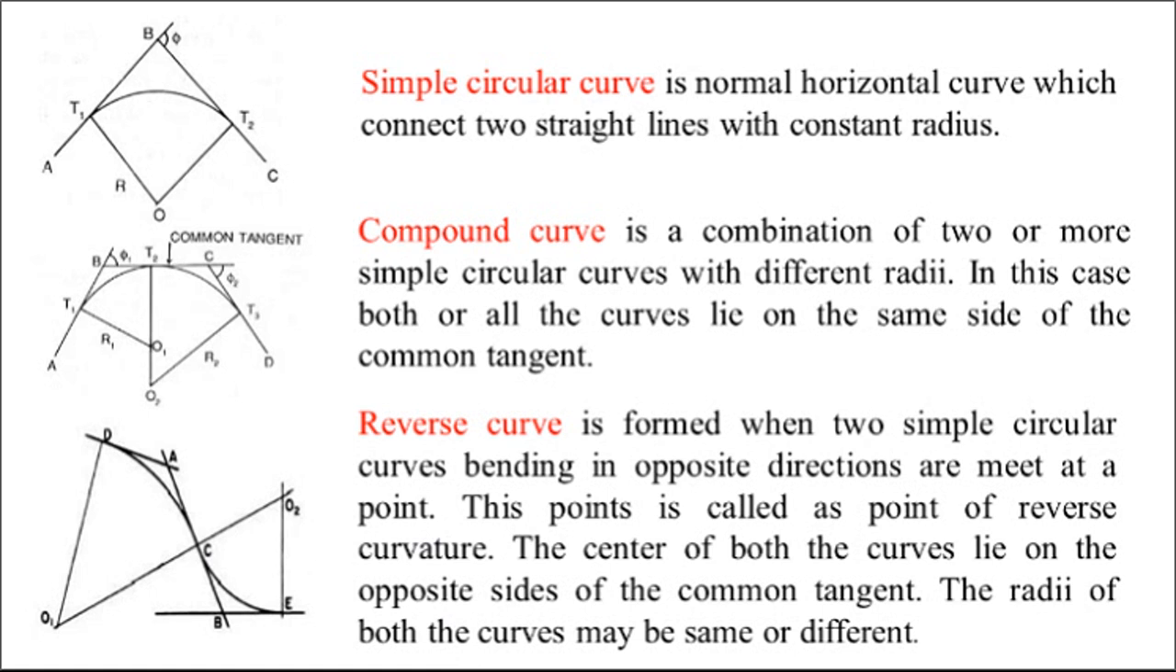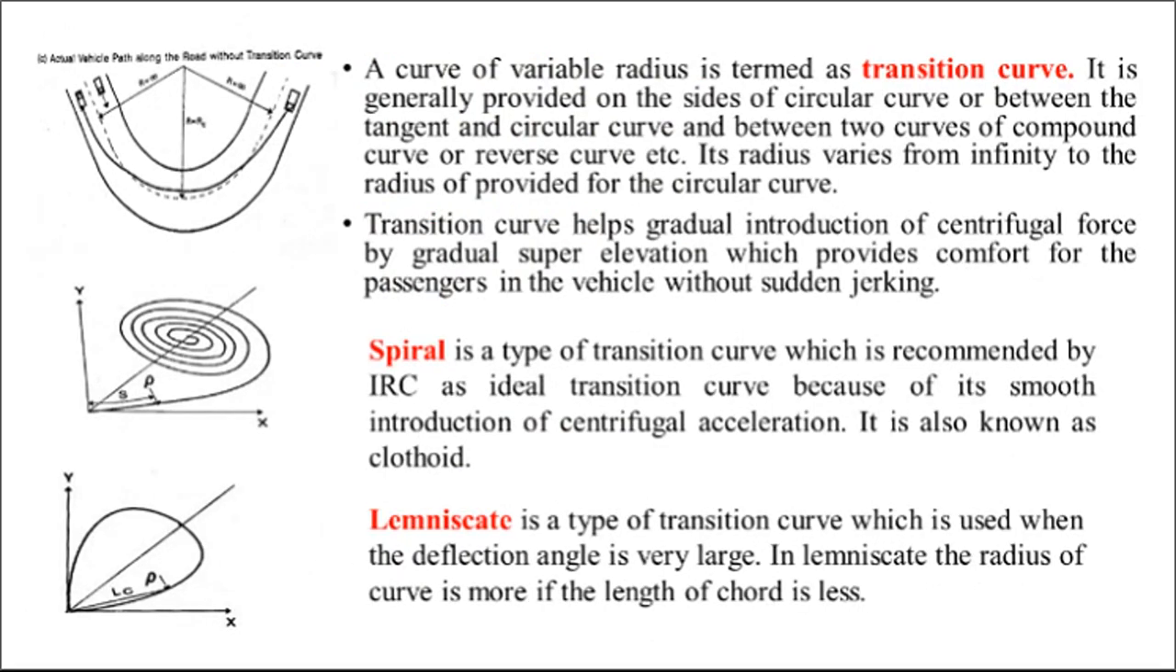Next one, transition curve. A curve of variable radius is called a transition curve. It is gradually provided on the sides of a circular curve, or between the tangent and circular curve, and between the two curves of a compound curve or reverse curve. Its radius varies from infinity to the radius provided for the circular curve.